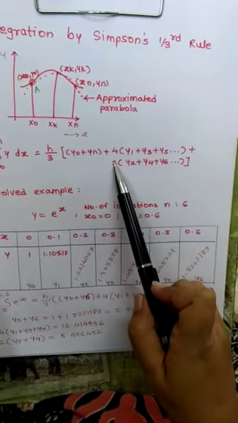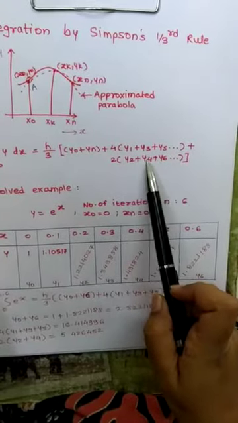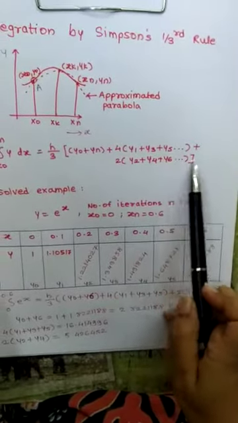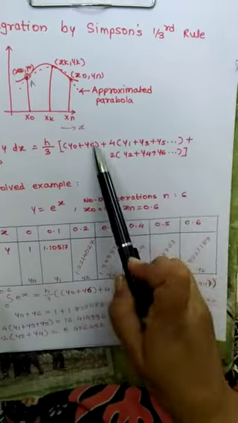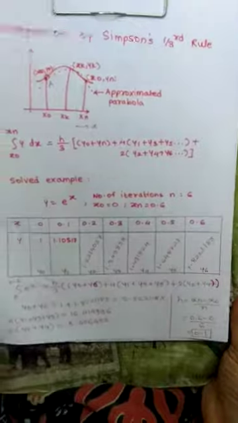Plus 2 times you have to take all the even values of the given function. So it is 2 times y2 plus y4 plus y6. Again, the last even value of the function should be less than yn. That is the condition. Now let us solve the example.